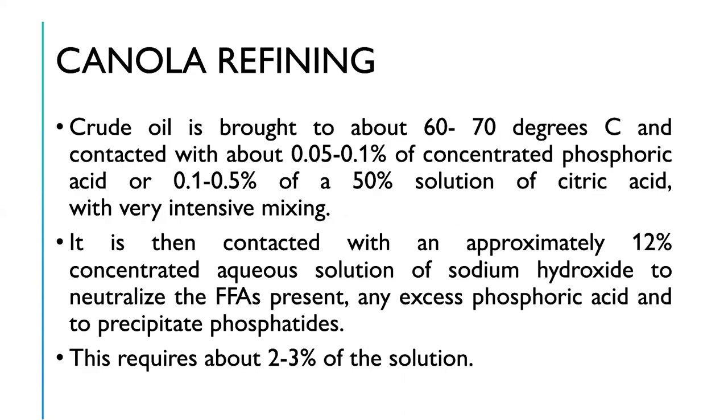So crude oil is brought to about 60 to 70 degrees Celsius and conditioned with about 0.05 to 0.1% of concentrated phosphoric acid, or 0.1 to 0.5% of a 50% solution of citric acid, with very intensive mixing. It is then treated with approximately 12% concentrated aqueous solution of sodium hydroxide to neutralize the free fatty acids present, and also to neutralize any excess phosphoric acid and to precipitate phosphatides. This requires about 2 to 3% of the alkali solution.